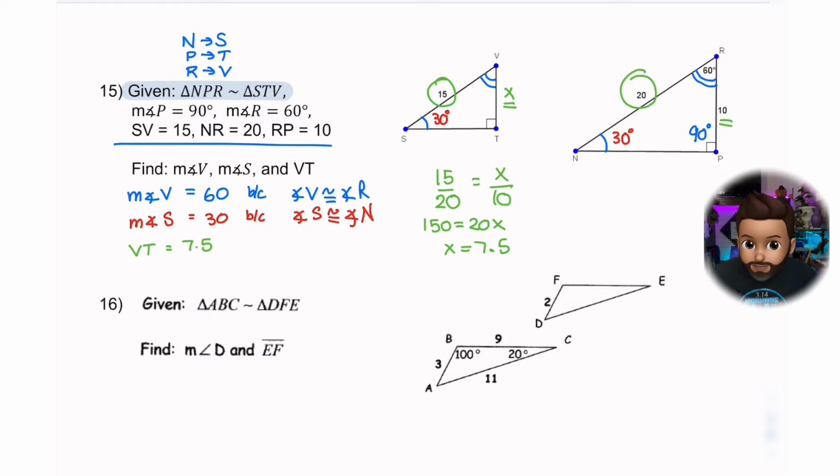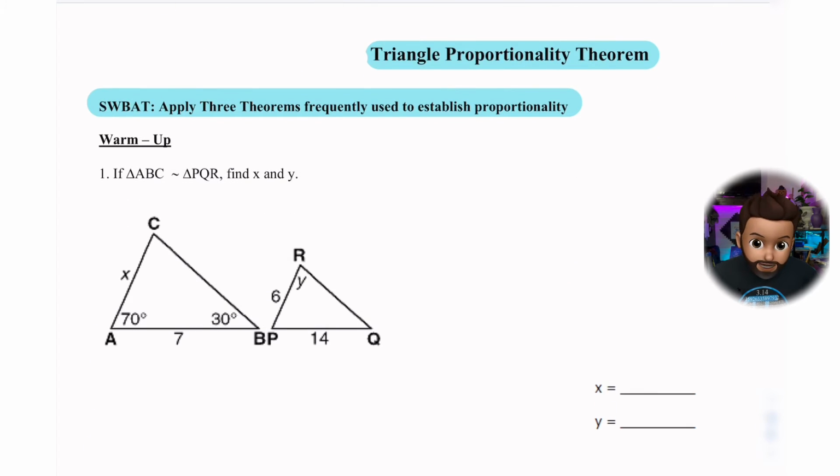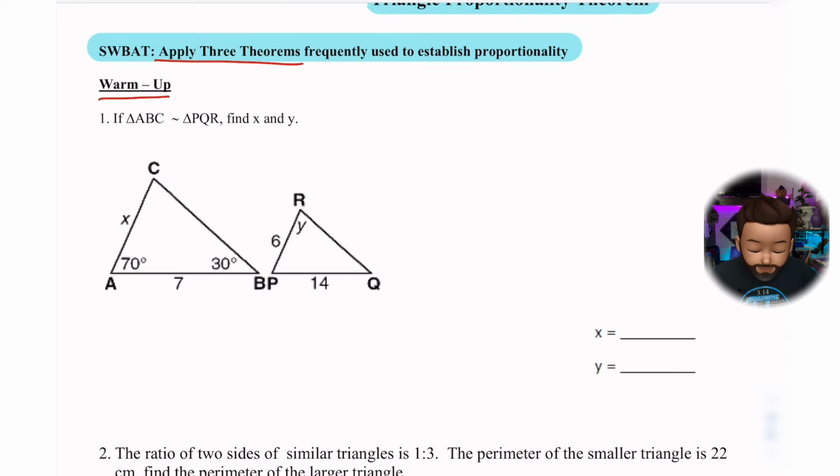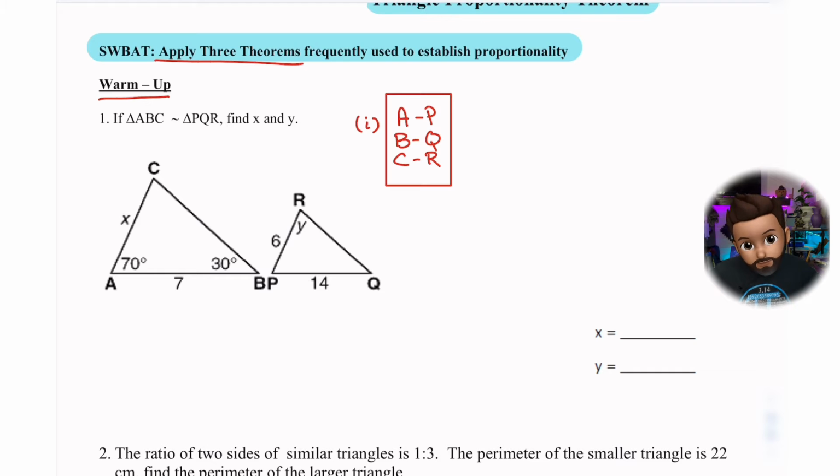VT is 7.5. Always state, if they're asking you to find the specific thing, make sure you state as your answer that specific thing. The triangle proportionality theorem applies three theorems here. So we're going to have a couple of different theorems that apply to the proportionality of triangles that also pop up in maybe some unexpected or maybe expected places.